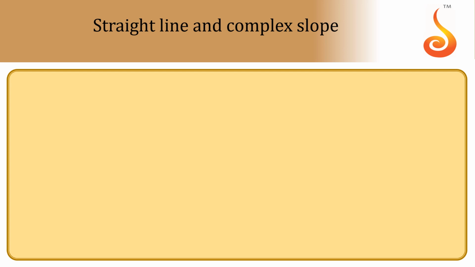So please remember, a lot of properties will be linked to nth roots of unity. Then straight line and complex slope. The general equation of a straight line in the complex form is a z bar plus a bar z plus b equal to 0. Remember, a is a complex number, a bar denotes its conjugate, and b is a real number. This is the general equation of a straight line.